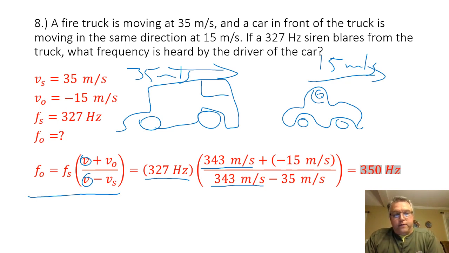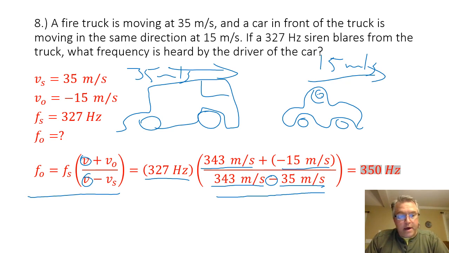Now we have to put in the velocity of the observer, which is minus 15 meters per second, and the velocity of the source, which is positive 35 meters per second. So remember, this negative sign is embedded within the equation. So this would read 343 meters per second minus a positive 35 meters per second. And when we do that math out, we are going to have an observed frequency of 350 hertz.